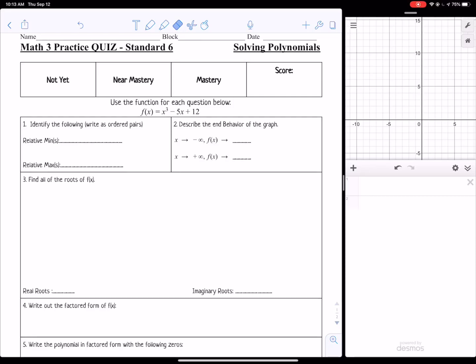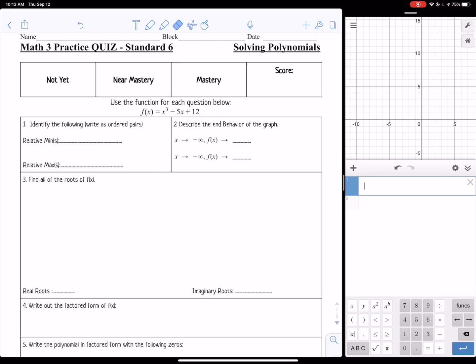This is a video for the practice quiz for Standard 6. At the top of your paper, you see a function similar to the one that will be on your quiz. You have f of x equals x cubed minus 5x plus 12. So the first thing we're going to do is type that in Desmos so we can take a look at it.